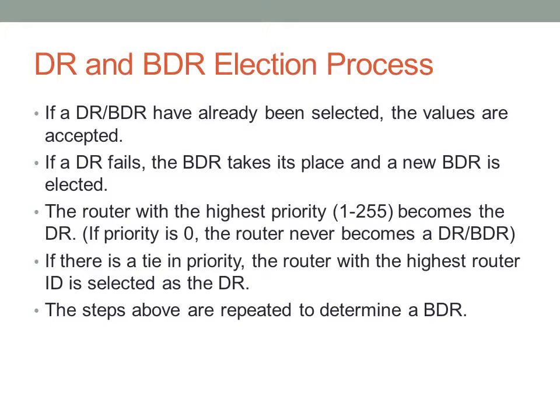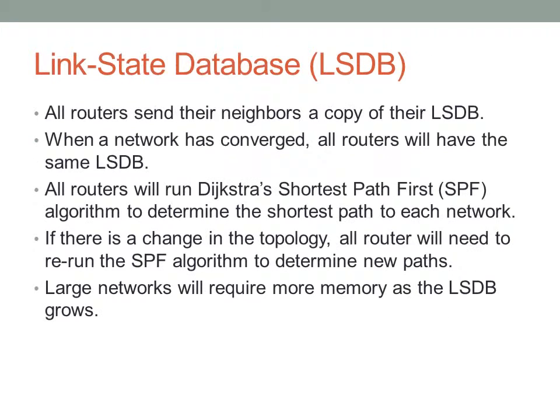Let's say that no DR and BDR have been selected. The router with the highest priority will become the DR, and normally priority isn't set by you. It can be, and that's how you can force a DR or BDR. But if there's a tie in the priority, the router with the highest router ID will become the DR. And so this is where router IDs actually come into play, and you can configure these router IDs, or you can adjust the priority. The steps above are repeated to determine a BDR, and so you elect a DR and a BDR in this fashion. Again, highest priority or highest router ID.